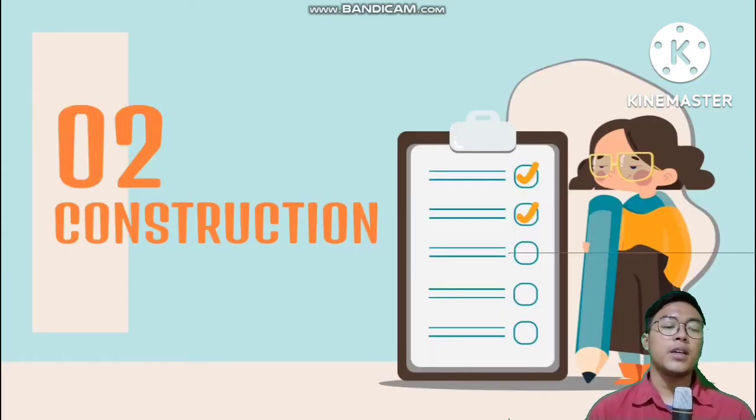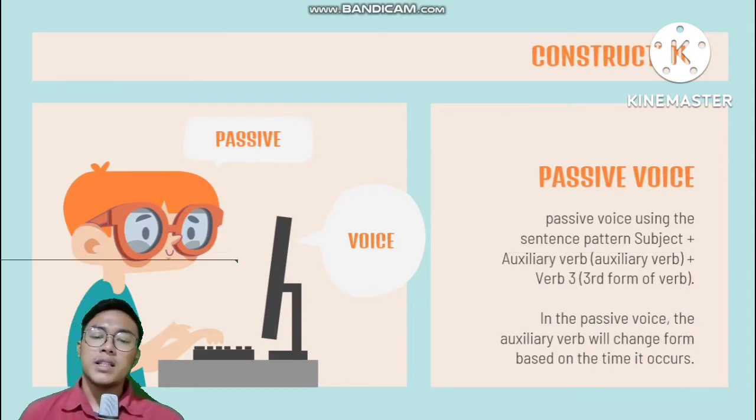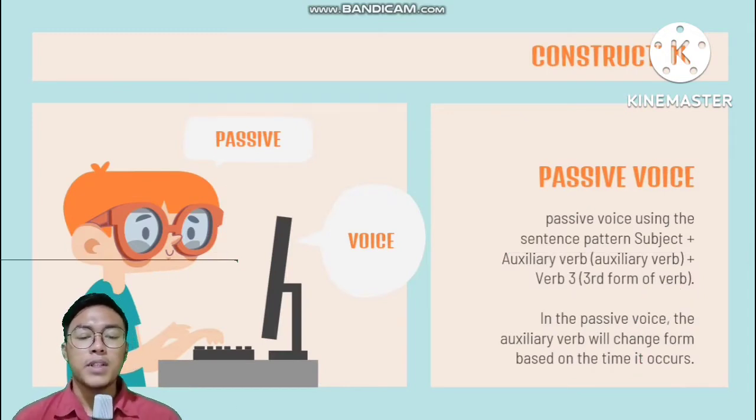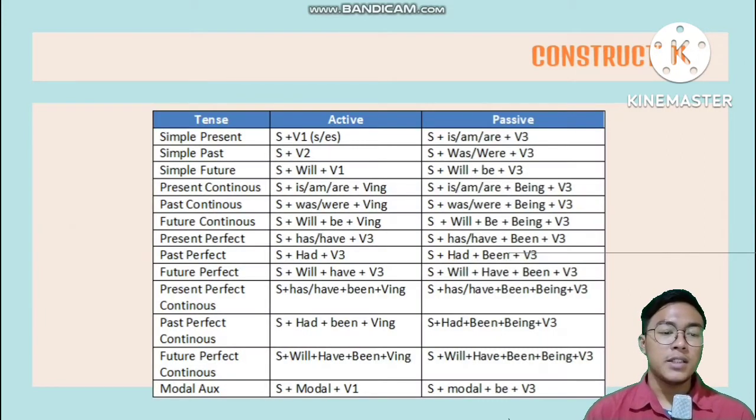Okay, the second one is construction. Passive voice uses the sentence pattern subject plus auxiliary verb and verb 3. In the passive voice, the auxiliary verb will change form based on the time it occurs. This is the 13 structures of passive voice in many tenses.